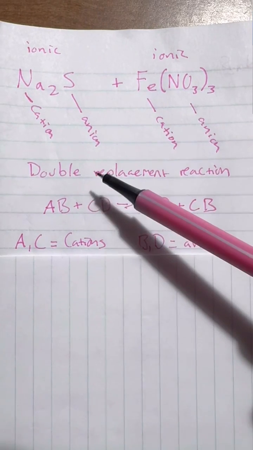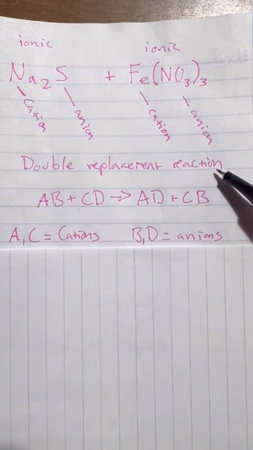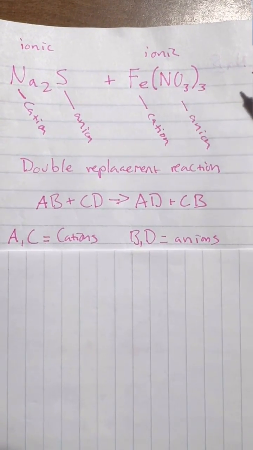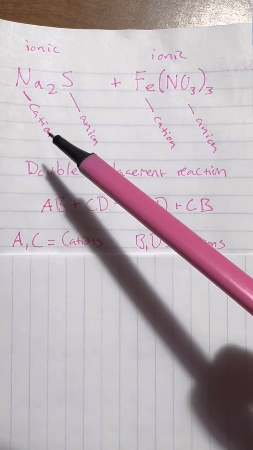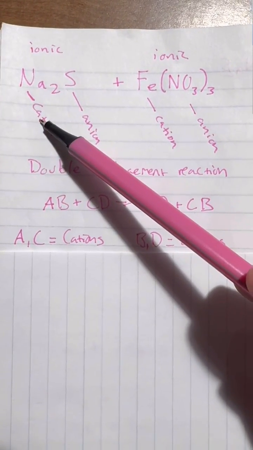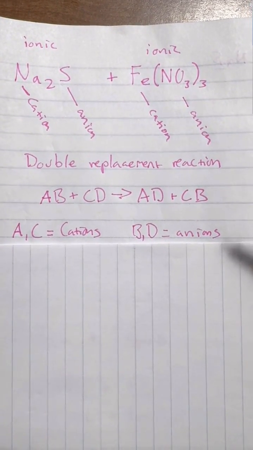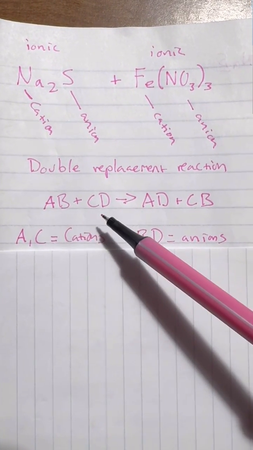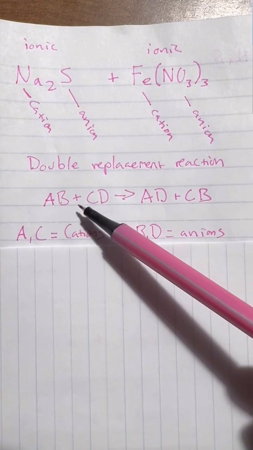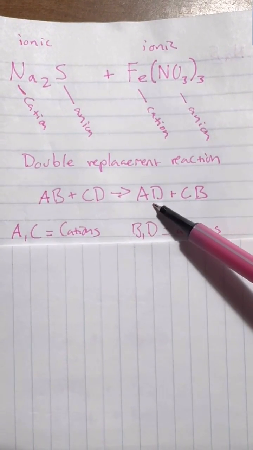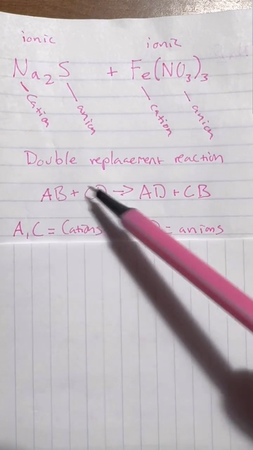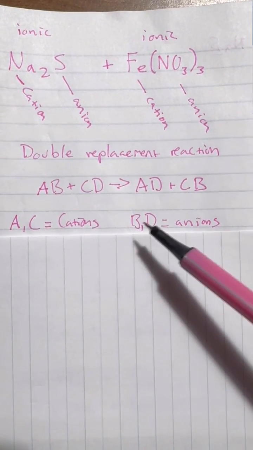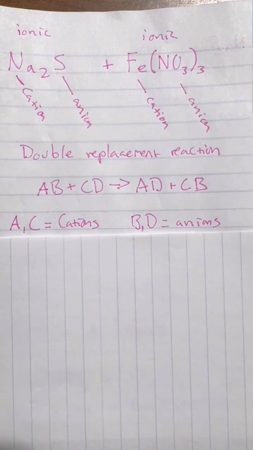Because of these properties, I think we're going to have a double replacement reaction. A double replacement reaction occurs when 2 ionic compounds, such as these, exchange their positive and negative ions to form 2 new compounds. The general form of a double replacement reaction is AB plus CD yields AD plus CB. In this formula, A and C are our cations, our positive ions, and B and D are our anions.